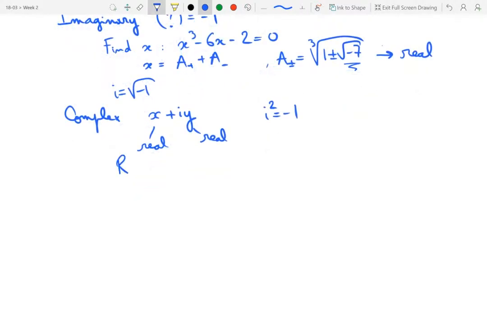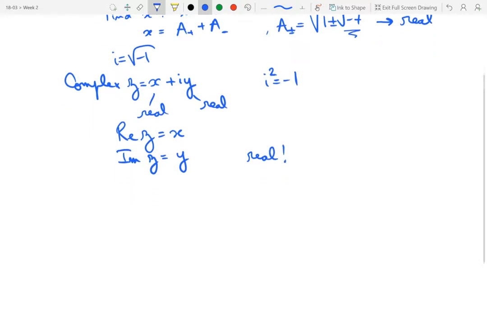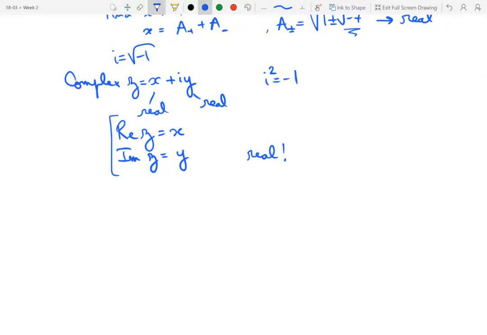x is called the real part of this number, so let's give it a name. Let's call it z. Then the real part of z is called x, and the imaginary part of z is called y. The real part is real. The imaginary part is real as well. The imaginary part is y. It is not i times y. So keep in mind, the imaginary part of a complex number is in fact real.